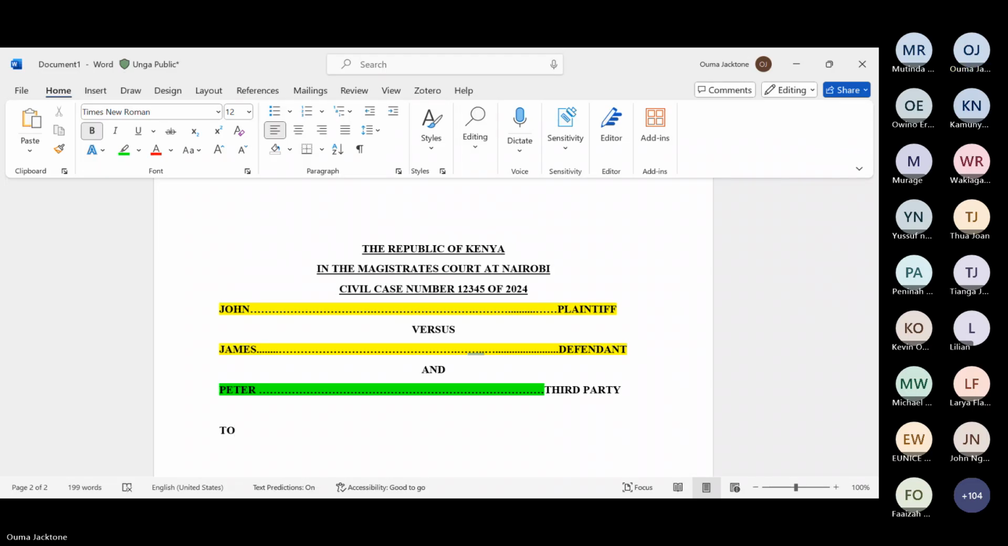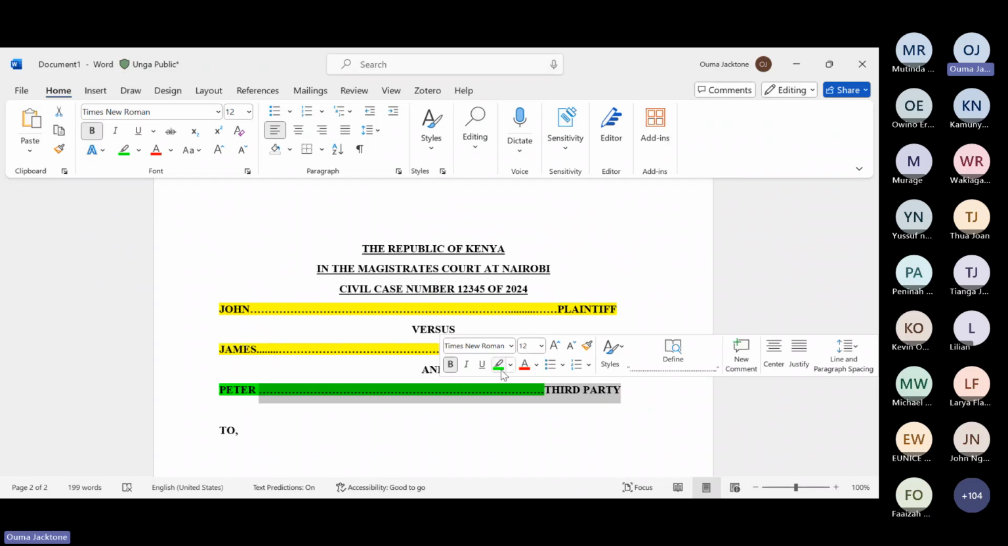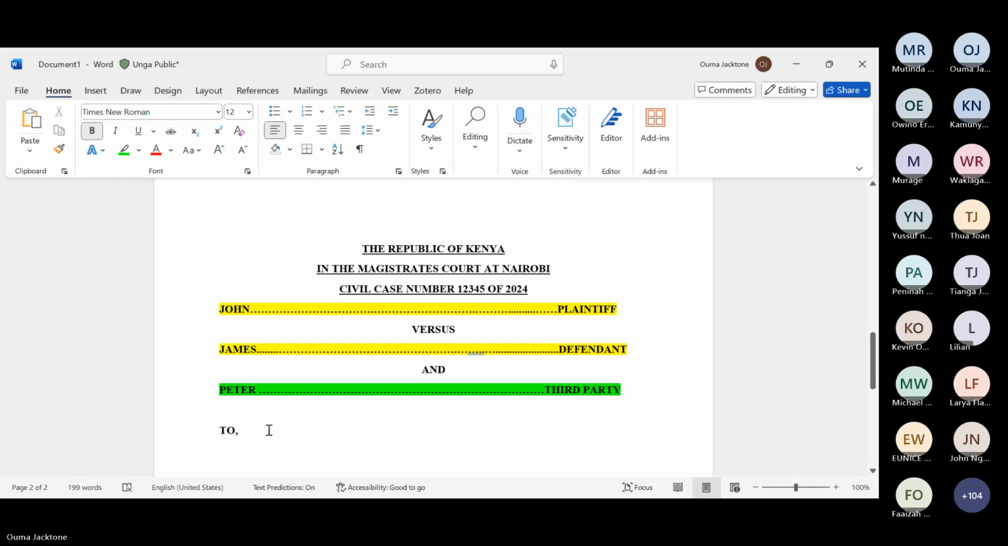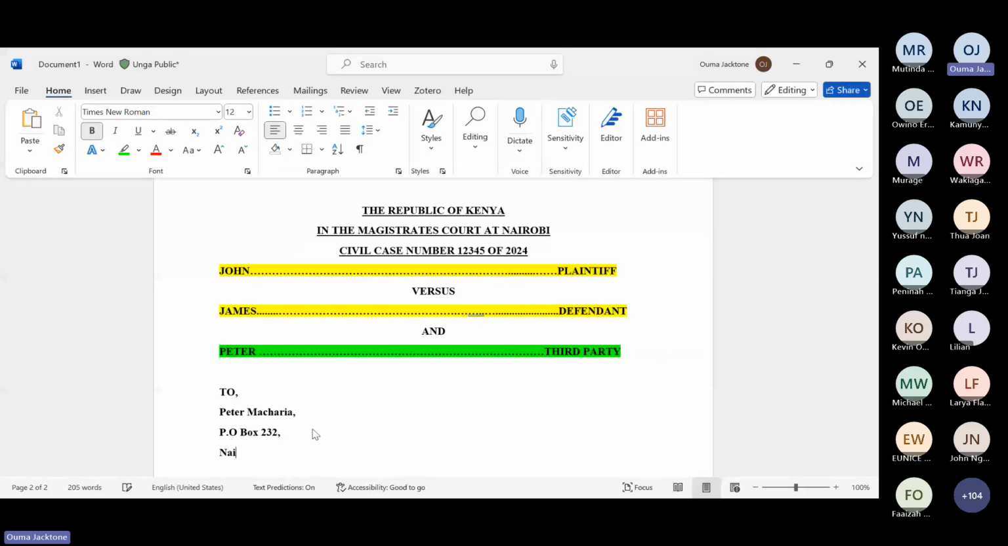And then you're just going to have here, to who? The address of the person in green. So Peter's address. So to Peter, let's say Masharia, PO Box 123, Nairobi. And then you're going to have your third party notice.